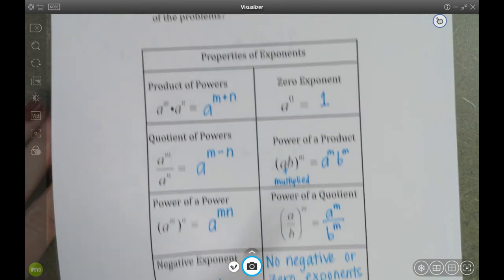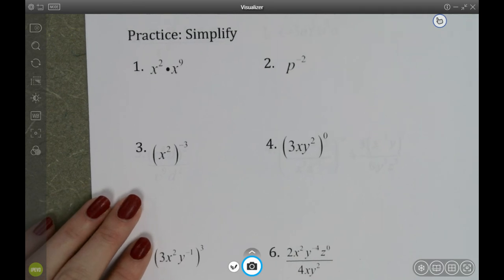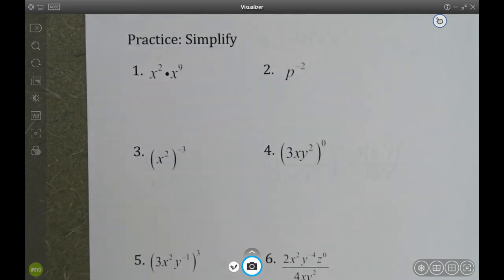All right, so now you've had a little bit of a refresher. I want you to go ahead and try, when you open up that book on the left-hand side, I want you to go ahead and try those first 6.